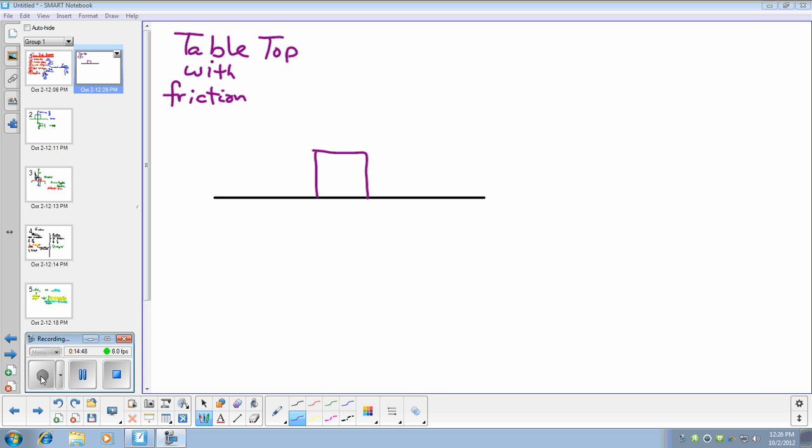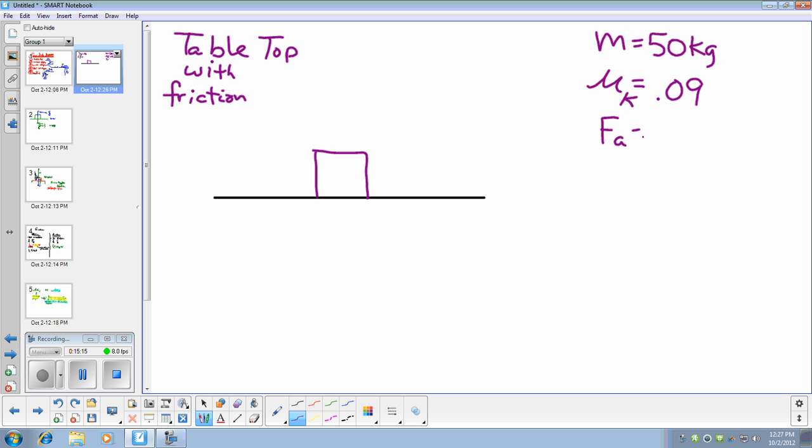So now the example you see in front of you is going to be an example where we have an object sitting on the table or sitting on the floor, but there is friction involved. And let's get some general information about this one right away. Let's say that the mass is again equal to 50 kilograms. Let's do our coefficient of friction for an object in motion. Let's make that 0.09. And let's say that our force applied is equal to 200 newtons.